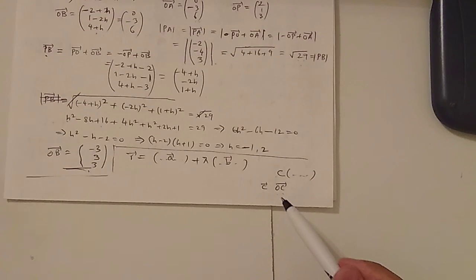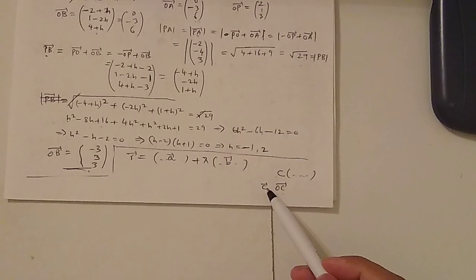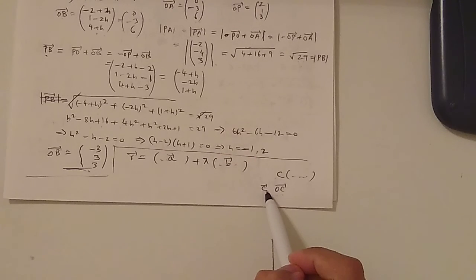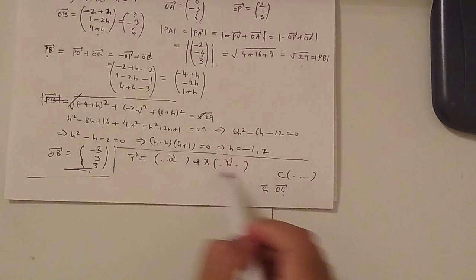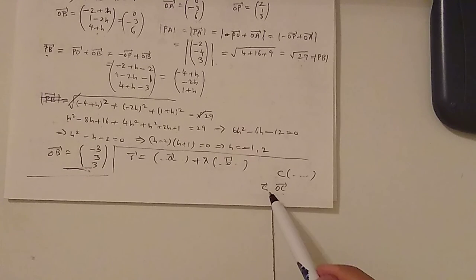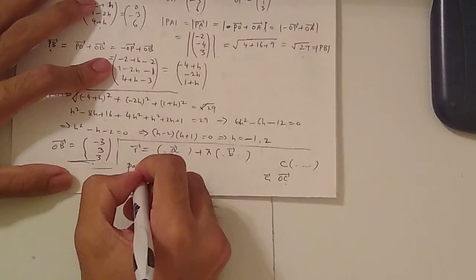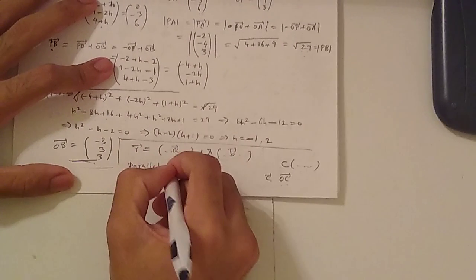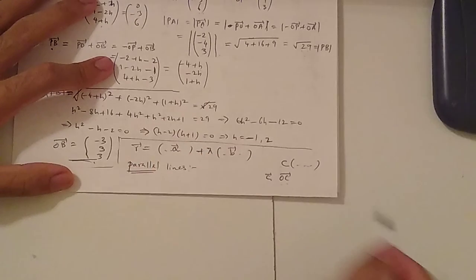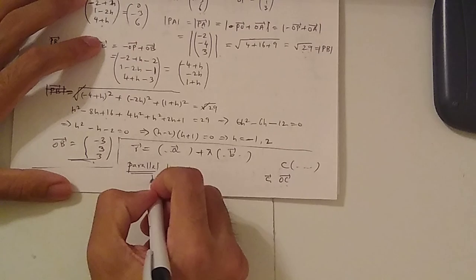And the question is asking that we need a line that passes through C and is parallel to this line, this entire line over here. So we have a parallel line that passes through C. So whenever you have a parallel line in your question, parallel lines will have the same direction vector.